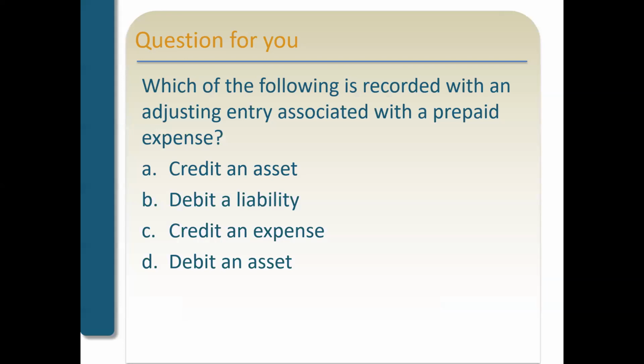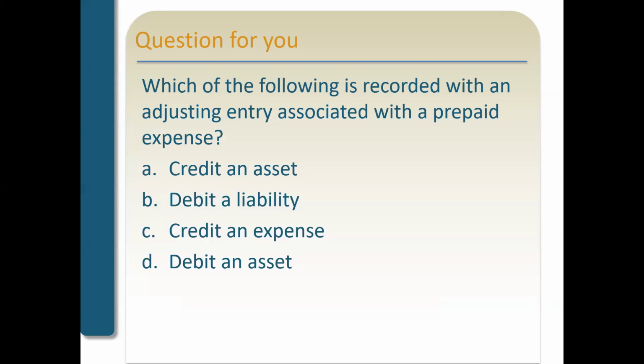Which of the following is recorded with an adjusting entry associated with a prepaid expense? Do we A, credit an asset? B, debit a liability? C, credit an expense? Or D, debit an asset?